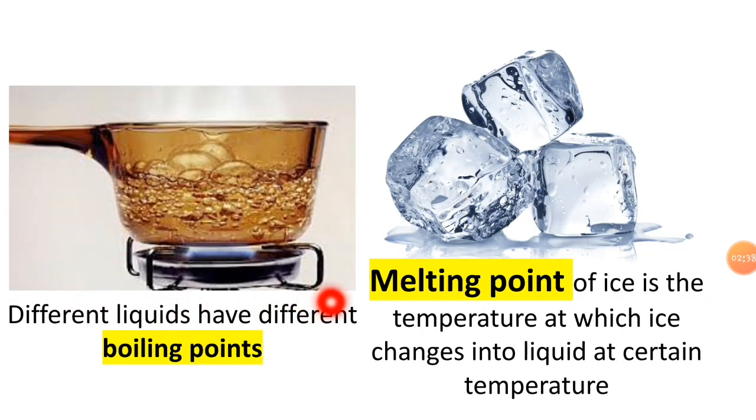Okay, the next physical property is that different liquids have different boiling points. So the boiling point is one of the physical properties. Another one is melting point. The melting point of ice is the temperature at which ice changes to liquid.